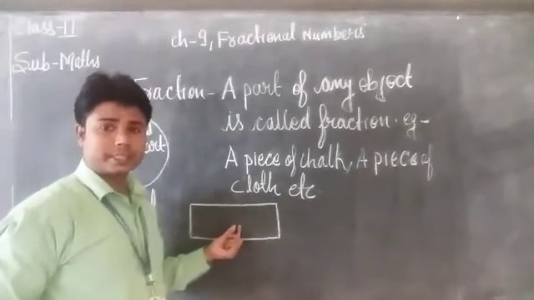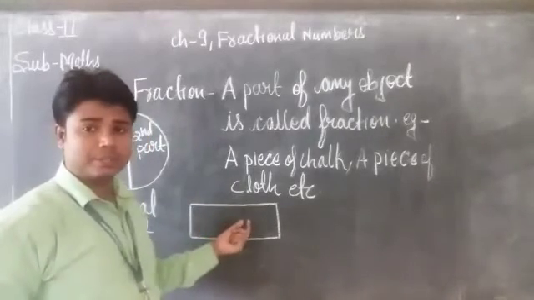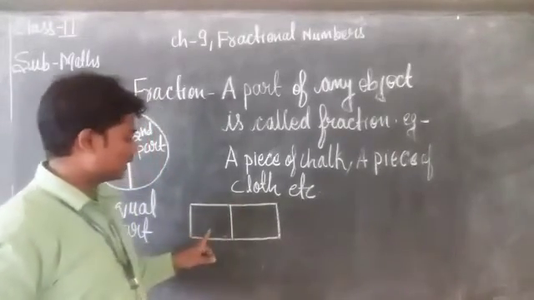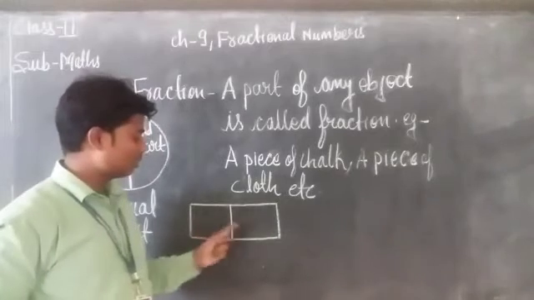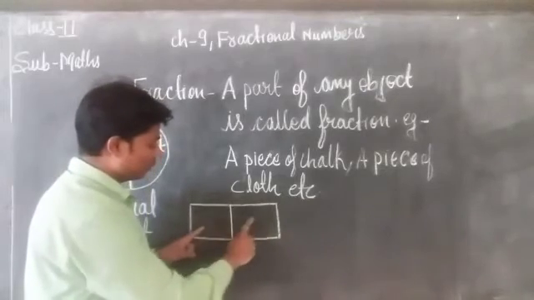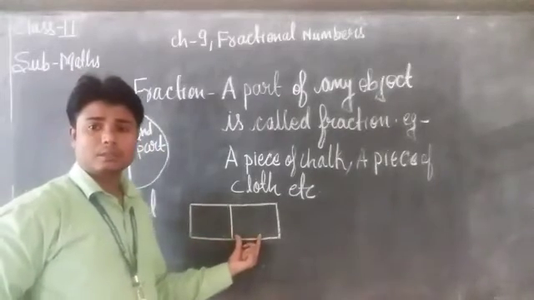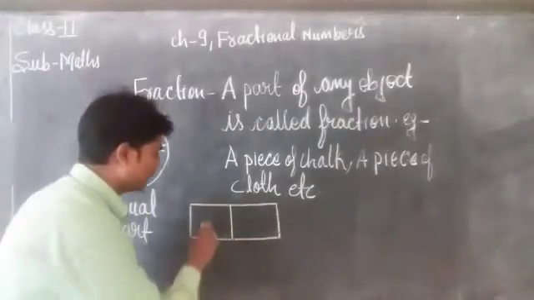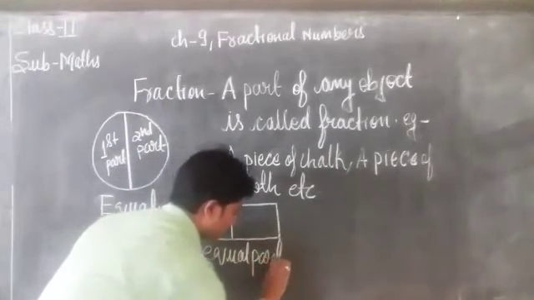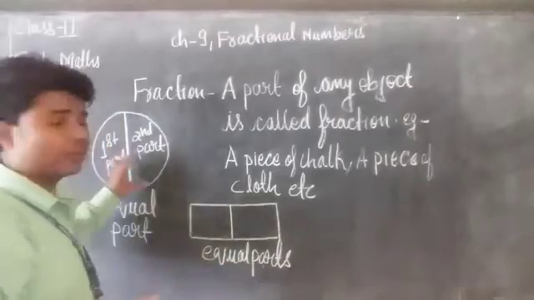Now see, the second example I have taken is a rectangle. Now I am going to divide this rectangle into two parts. After dividing this rectangle, look, this is the first part of the rectangle and this is the second part. Both look the same in size. That means both parts are what? Equal. That means both parts are called equal parts. Hope you all have understood what equal parts are.